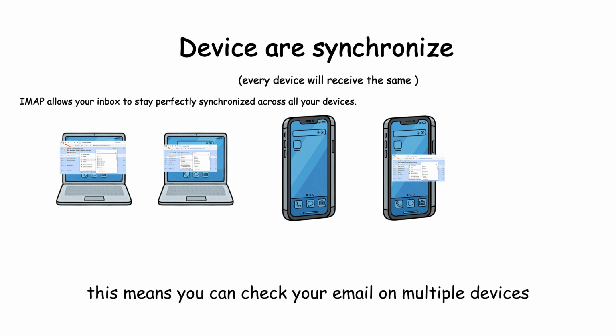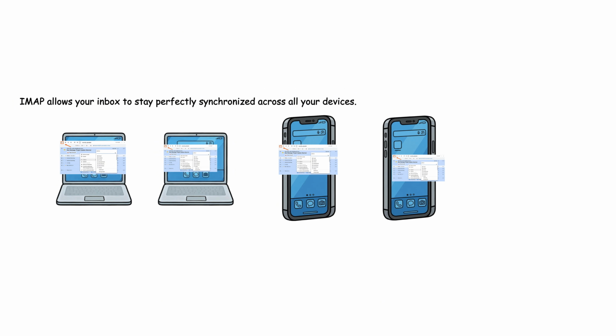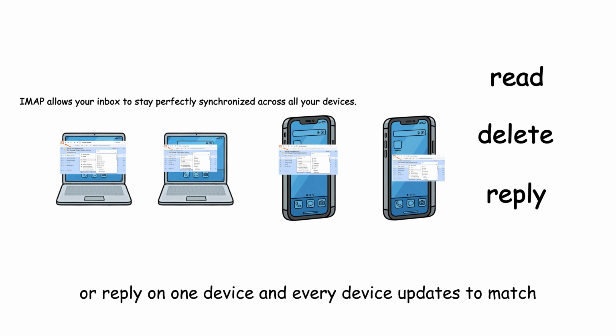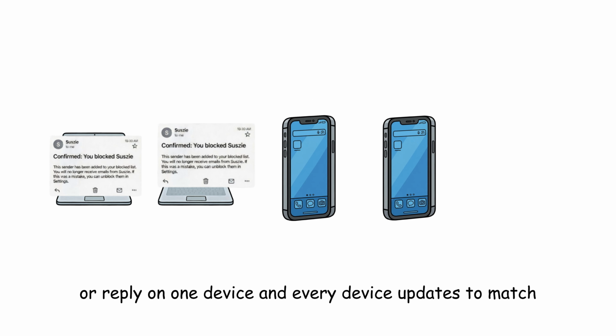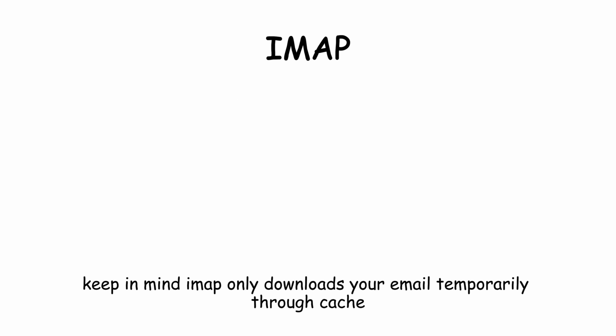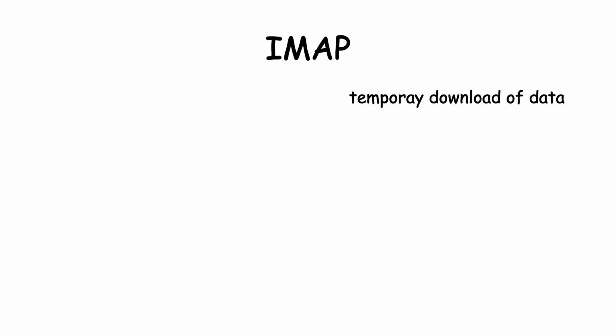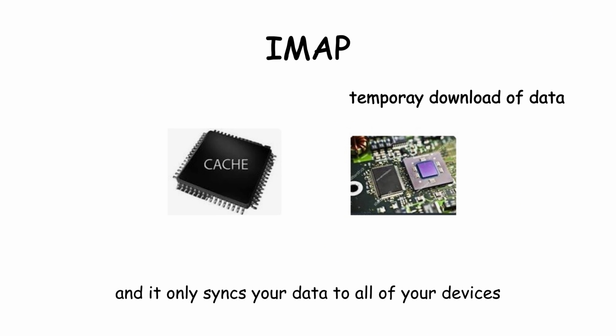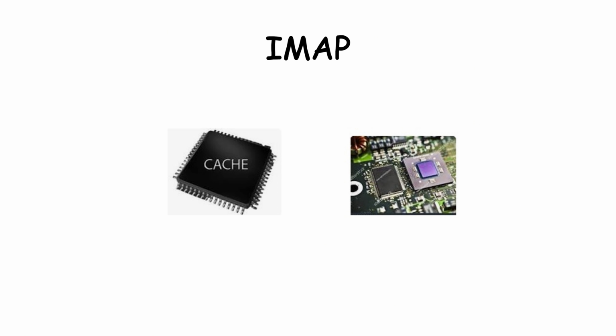This means you can check your email on multiple devices, read, delete, or reply on one device, and every device updates to match. Keep in mind, IMAP only downloads your email temporarily through cache when you receive data, and it only syncs your data to all of your devices.